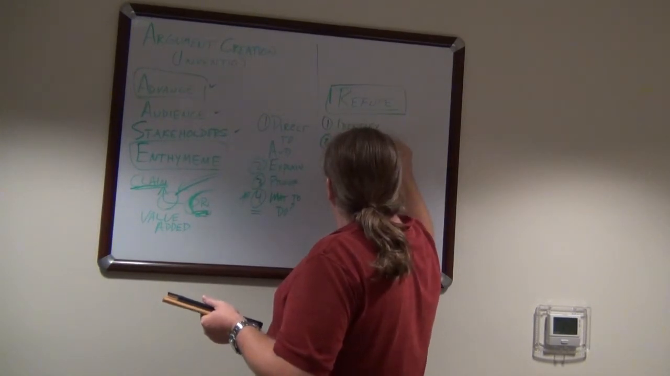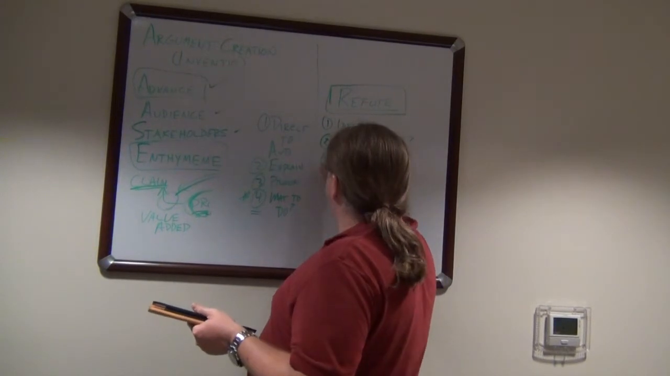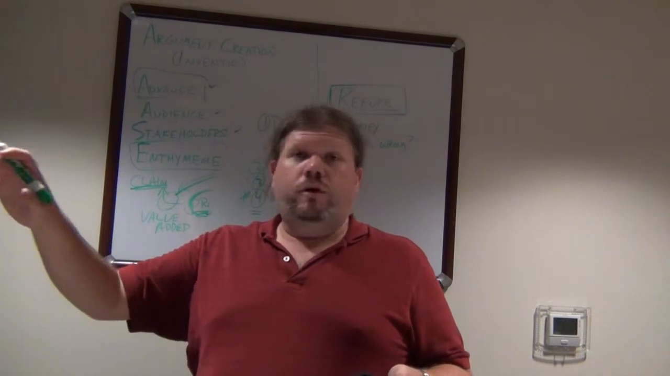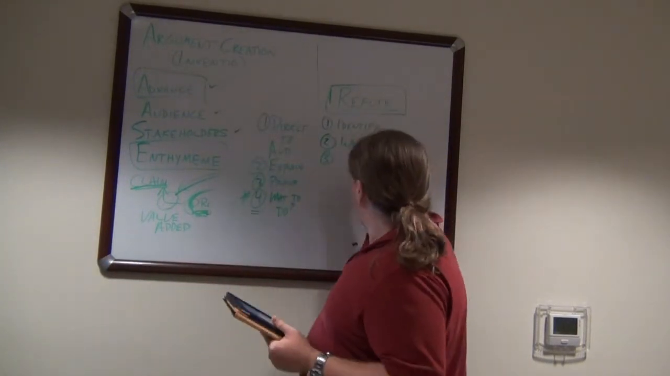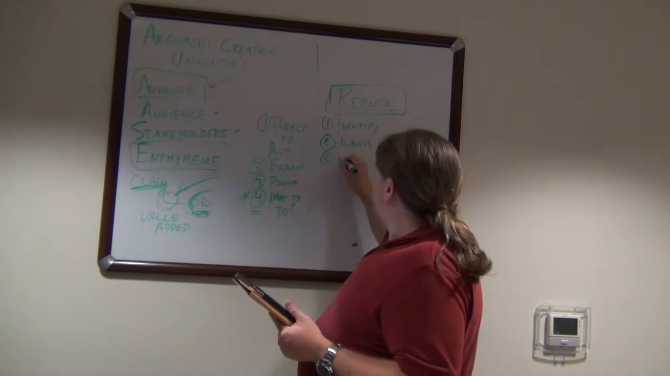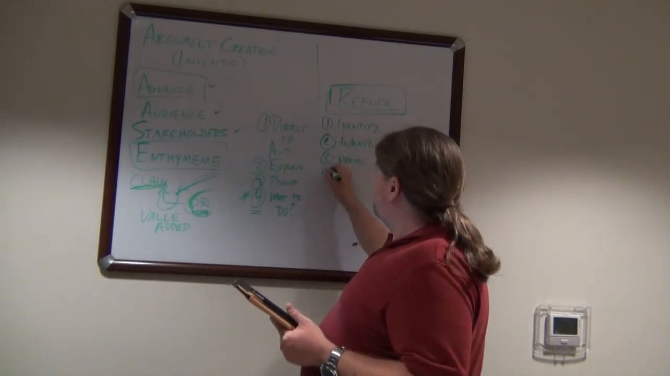Second is what's wrong with that argument. So that's when you say, they're wrong about this because, and then you give your reasons. This is exactly like the creation of an argument. The next step is when you prove why they're wrong. This is where you offer your proof in whatever form you want to do it.